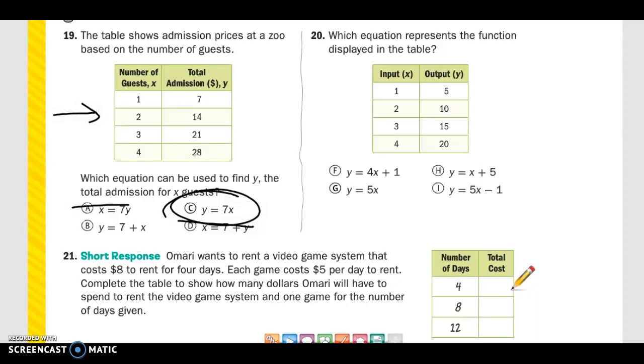And then on 20, which equation represents the function displayed in the table? So, how do I get from 1 to 5, 2 to 10, 3 to 15, 4 to 20? And you're like, I just have to multiply by 5, so it's only a one-step equation, so your answer is G.